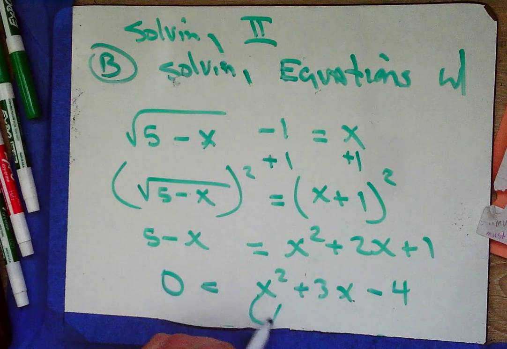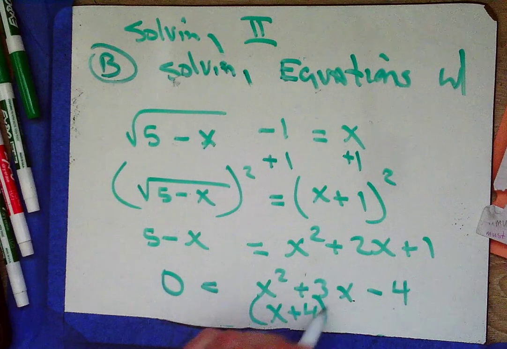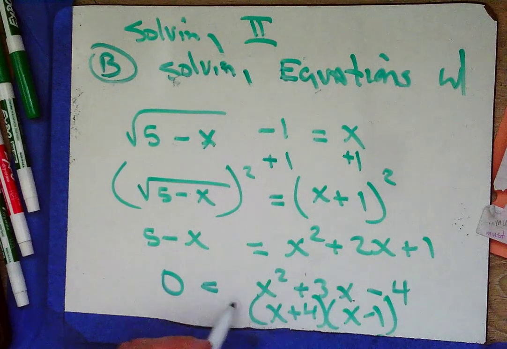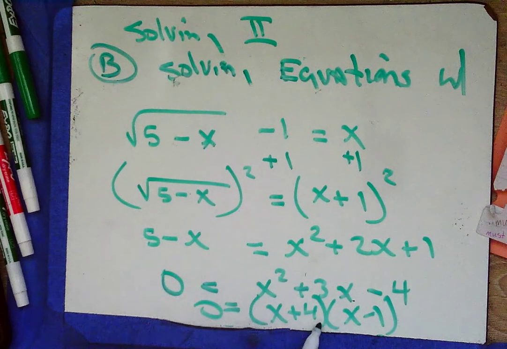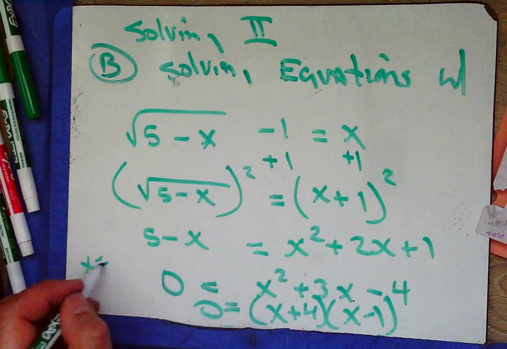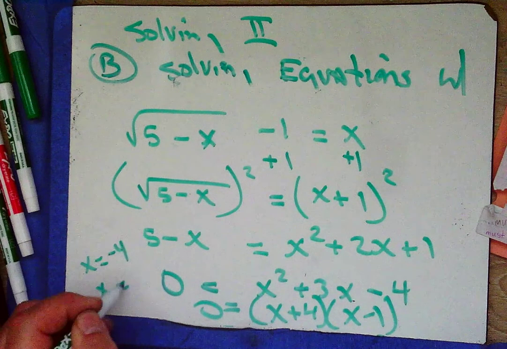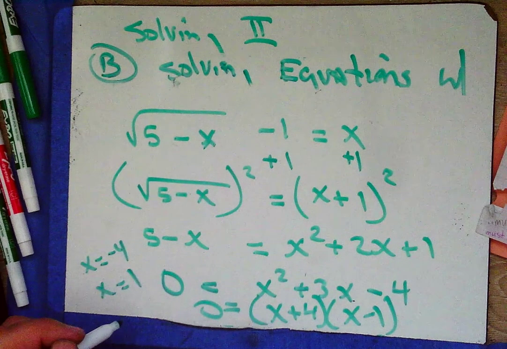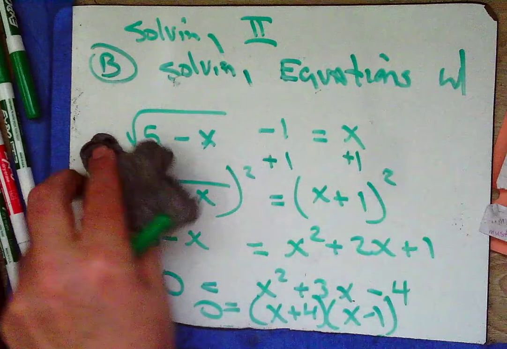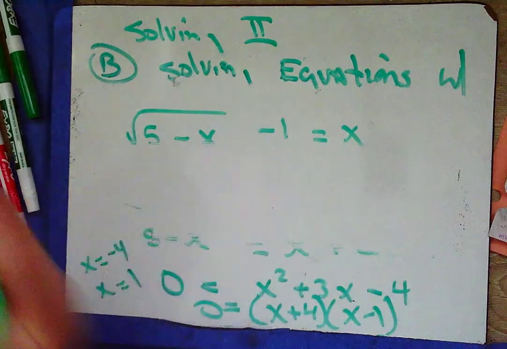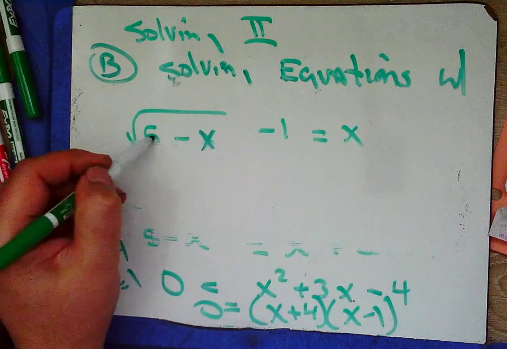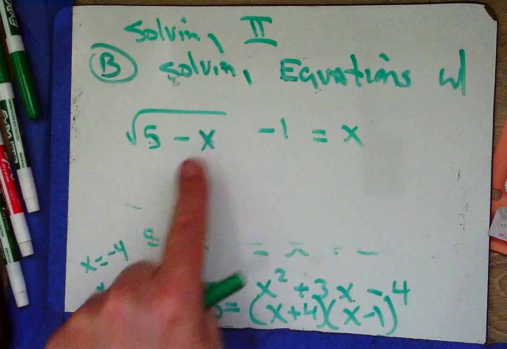This is going to factor as x plus 4, x minus 1. And when I set each factor to 0, I get x equals negative 4 and x equals positive 1. All right, do both of those solutions work? Well, in order to find out, we need to go back to our original equation. Let's plug in a 1.